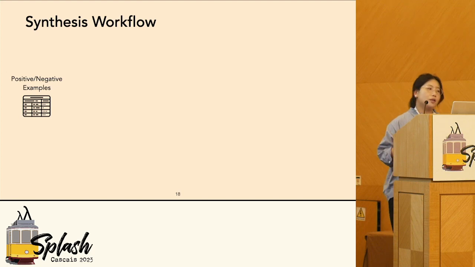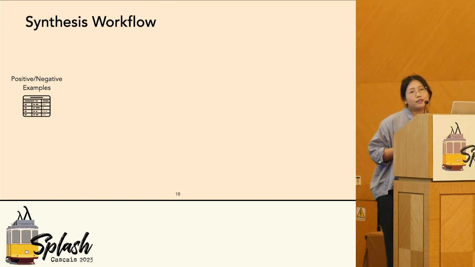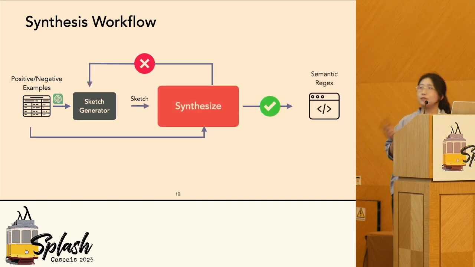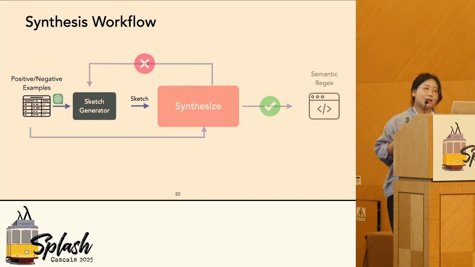We start with a set of positive and negative examples provided by the user. We prompt GPT and get some sketch, which we pass to the synthesizer. If we synthesize it successfully, we're all done. Otherwise, we go to the next sketch. First, let me elaborate on how we do the sketch generation part.